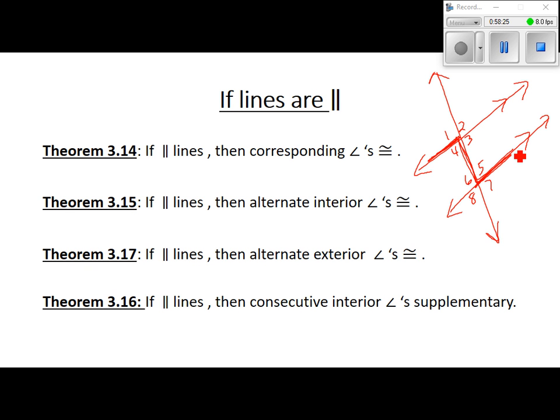What do we know about alternate interior angles? They make a Z. They make a Z, that's true. What else? What does our theorem tell us? The lines are parallel, and they have to be congruent to each other.